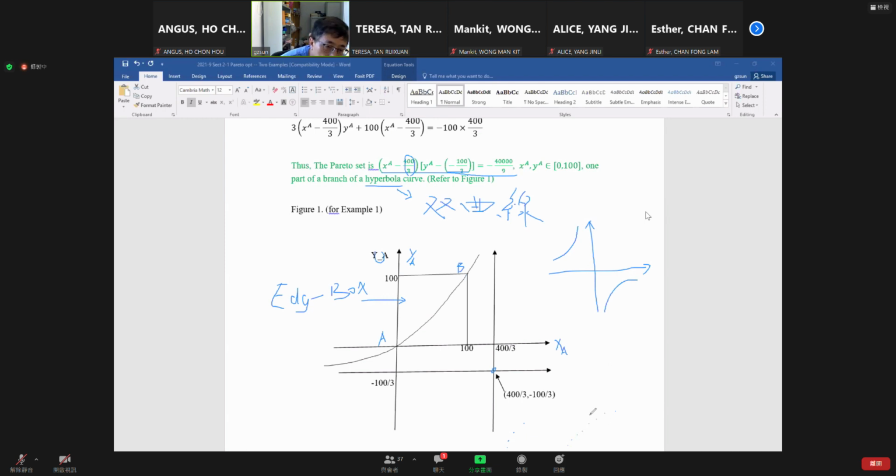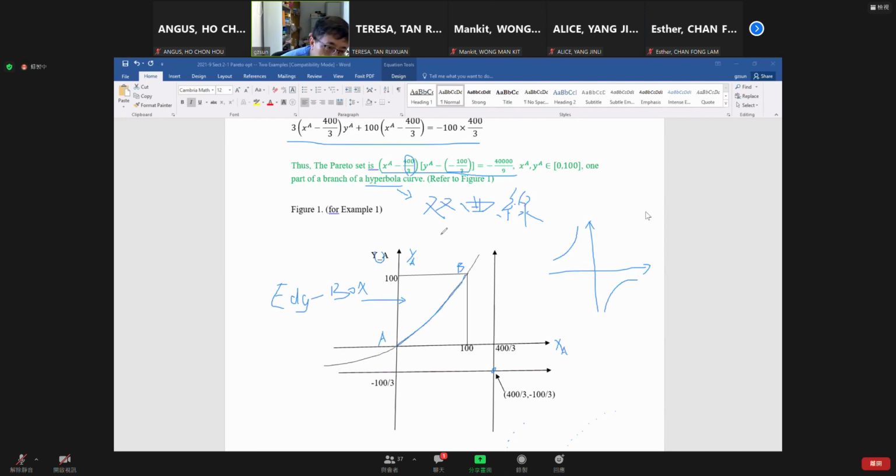We don't draw it because it's diametric. So for this curve, it should cover the whole space very far away. But what matters for us is only this part, what's inside the Edgeworth box. So this blue curve is what we are looking for, and this one is the graphic illustration of this equation. That's the so-called Pareto optimal set for such an exchange economy.